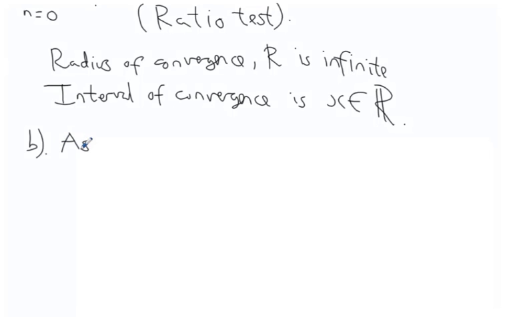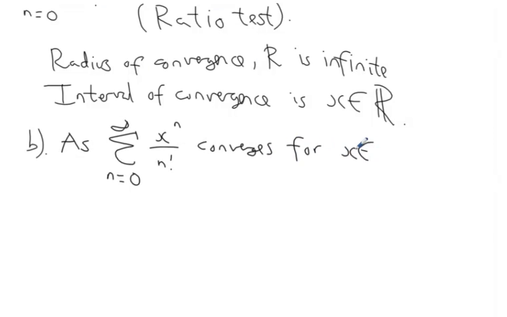So as the series from n equals 0 to infinity of x to the n over n factorial converges for all real x, then we know that the limit as n approaches infinity of x to the n over n factorial must equal 0 for all real x.